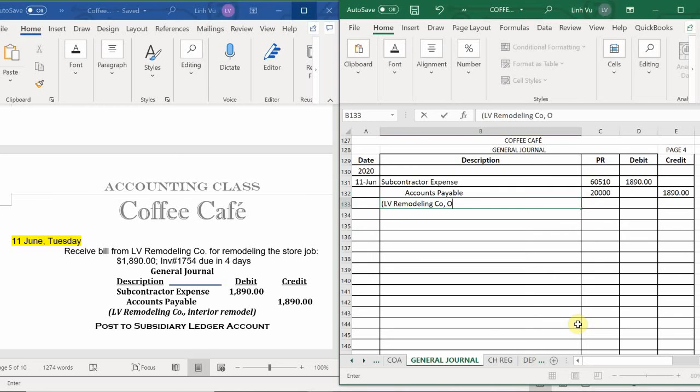We received the invoice number 1754. We have the bill due in 4 days, so net 4. And this is for interior design for store. Or you could do store.